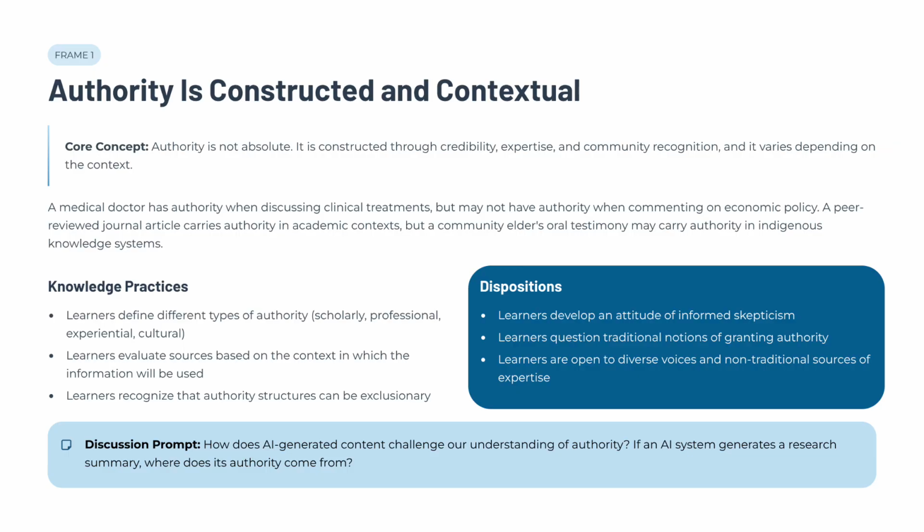And here's a question I want you to think about for your discussion this week. How does AI-generated content challenge our understanding of authority? When ChatGPT gives you a beautifully written research summary, where does its authority come from? It has no credentials. It has no lived experience. It wasn't peer-reviewed. So what are we trusting when we trust AI output? That's a question our profession needs to grapple with.